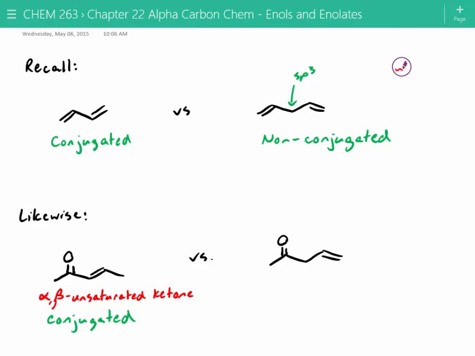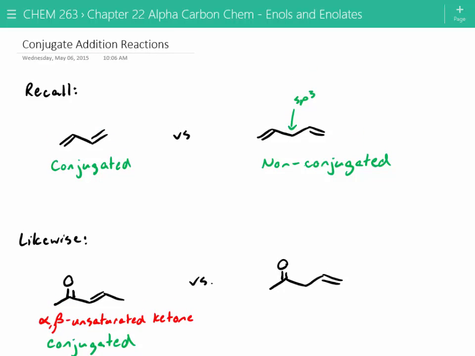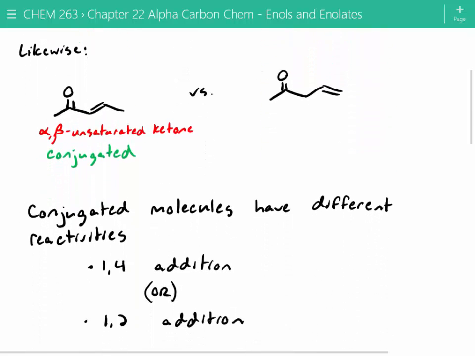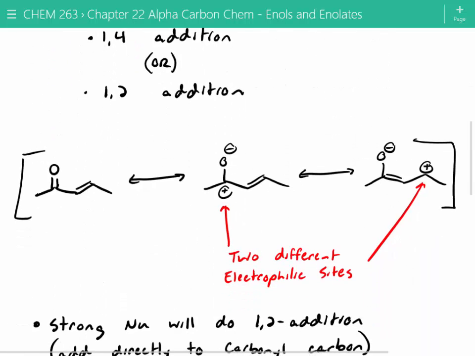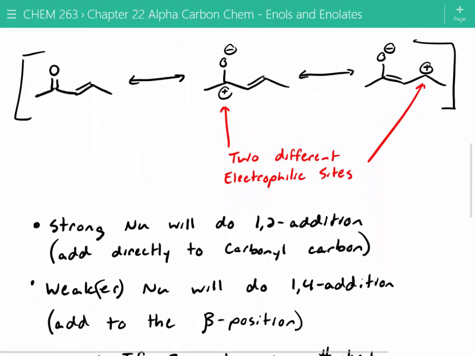Since we've had almost a week off from class, let's go back really quickly and briefly talk about conjugate addition reactions because we're going to continue on today. And so we said that conjugated alpha-beta unsaturated ketones and aldehydes have unique reactivity. This is really similar to our alkene chapter where we talked about conjugated alkenes and their unique reactivity, specifically 1,4 versus 1,2 addition. And we said that it's a unique situation where we have two different electrophilic sites.